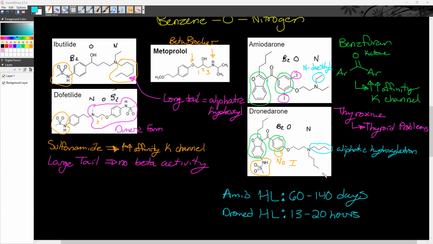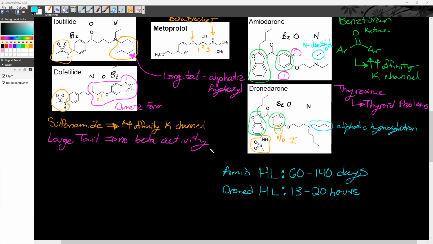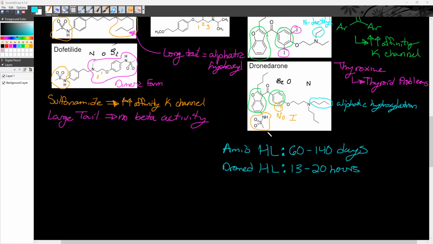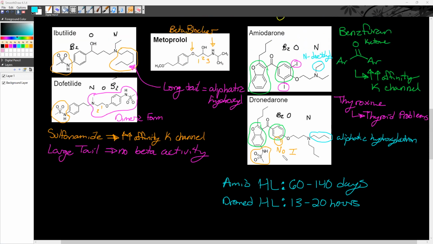So this is one of the big aspects of dronedarone: if we wanted to give someone amiodarone, but we're worried about it lasting too long in them, we can go to dronedarone. Now, there are benefits to having the longer half-life, right? If grandma forgets to take her pill the next day, she's still going to be covered because she's taken a ton of it. But just kind of an important piece.